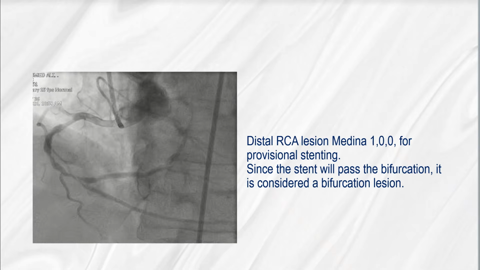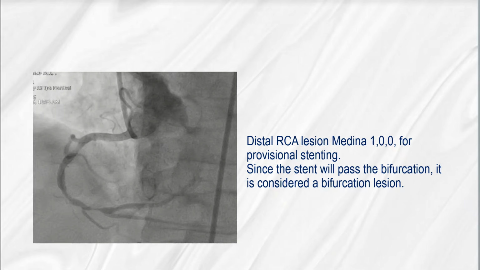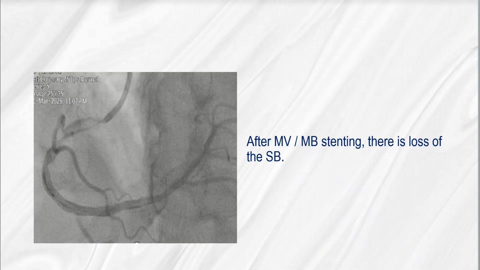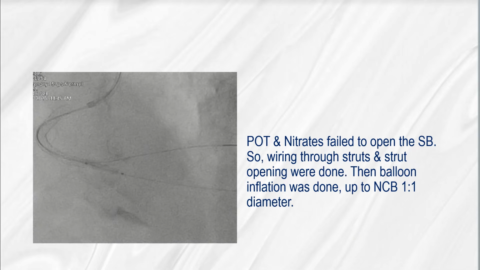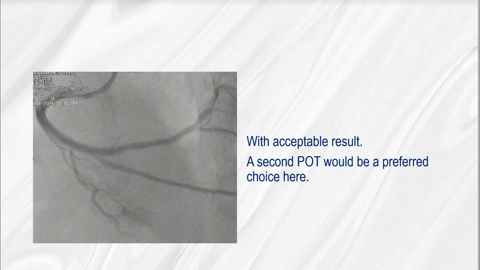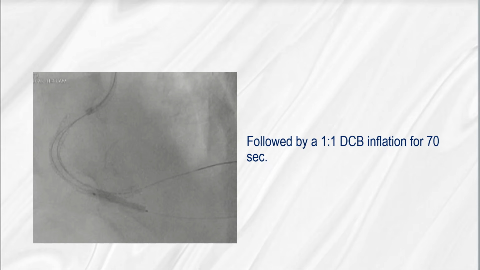In this case, there is distal RCA lesion, Medina 1.0.0, for provisional stenting. Since the stent will pass the bifurcation, it is considered a bifurcation lesion. After main vessel, main branch stenting, there is loss of the side branch. POT and nitrates failed to open the side branch, so wiring through the struts and strut opening were done. Then balloon inflation was done up to non-compliant 1:1 diameter. With acceptable result, second POT would be a preferred choice here, followed by 1:1 drug-coated balloon inflation for 70 seconds.